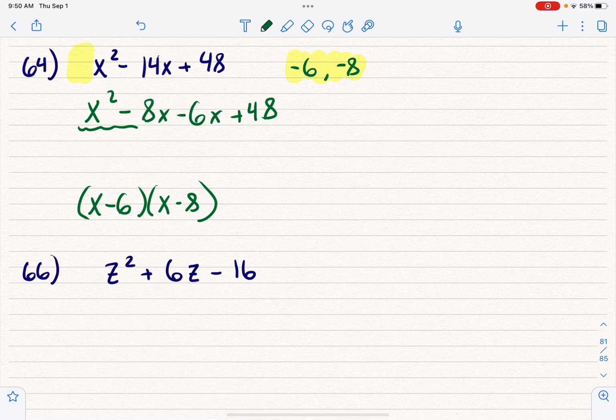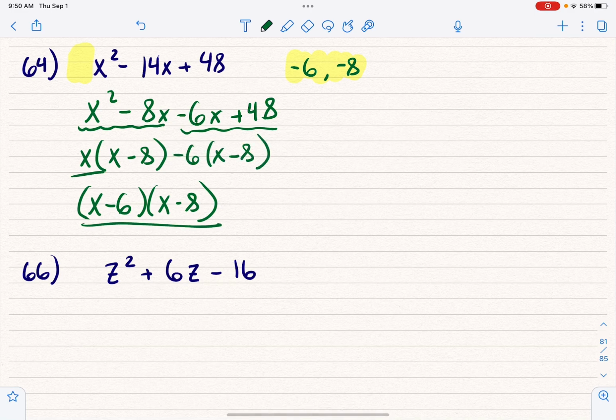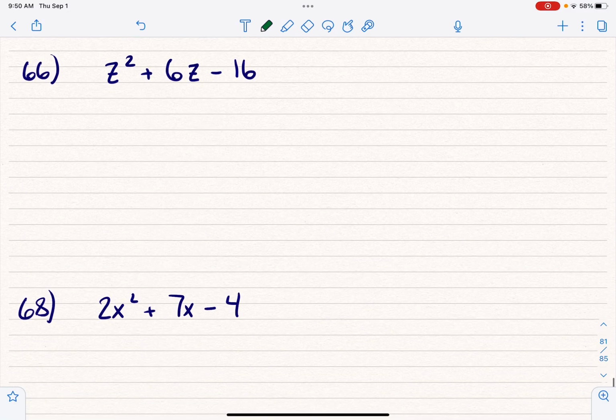And you'd think, what can I take out of both of these two? I can take an x out, which leaves me with x minus 8. What can I take out of both of these two? Negative 6, which leaves me with x minus 8. And then I would get to this final step. I have x minus 6 times x minus 8. Okay, really simple on those. Okay, this next one, more of the same. What are factors of negative 16 that add up to be positive 6?